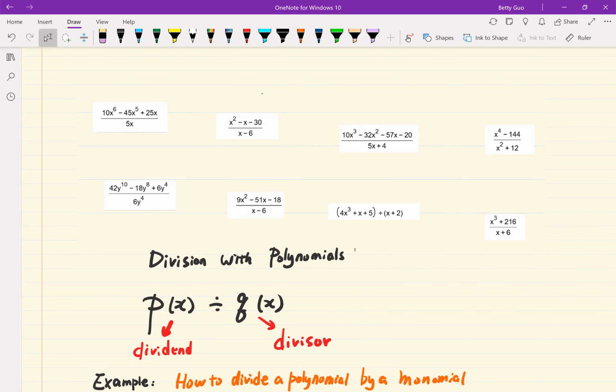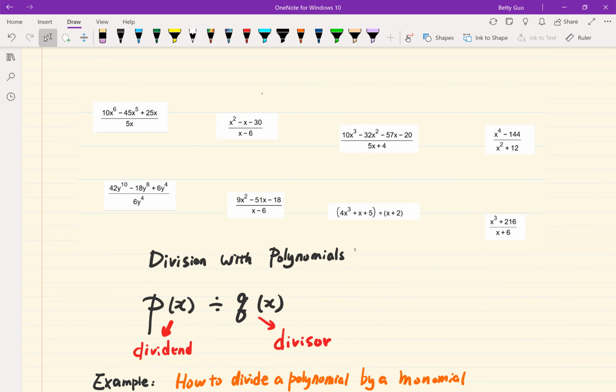For long division, please take notes. Write down all the details. As the name shows, long division is very long. Unfortunately, it's a very long process, and a lot of details. So we are going to see how we divide 4x cubed plus x plus 5 by x plus 2.